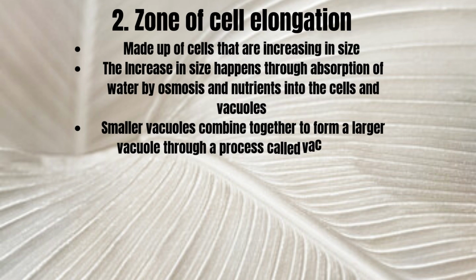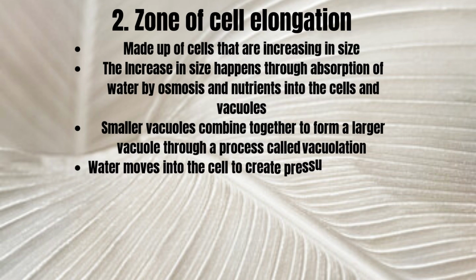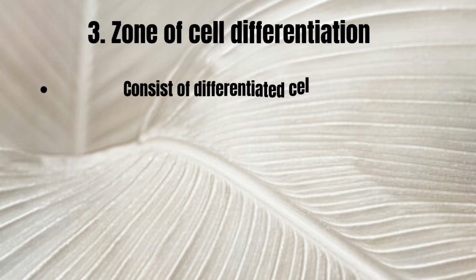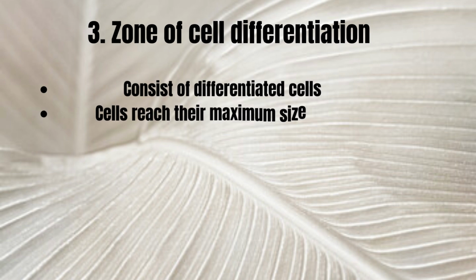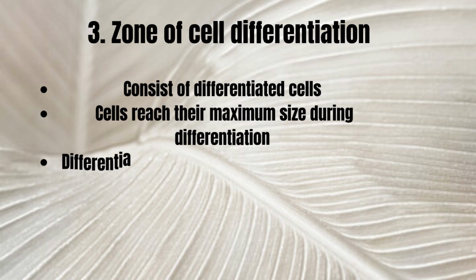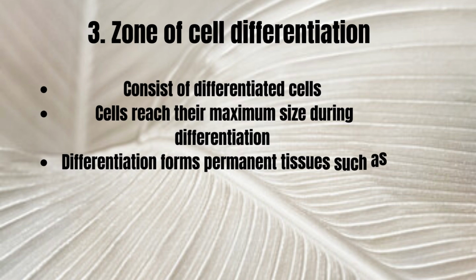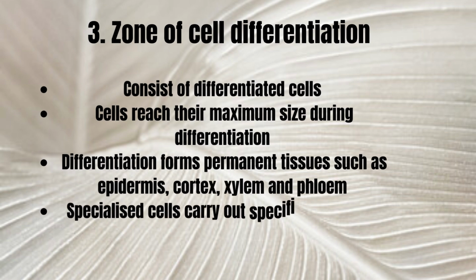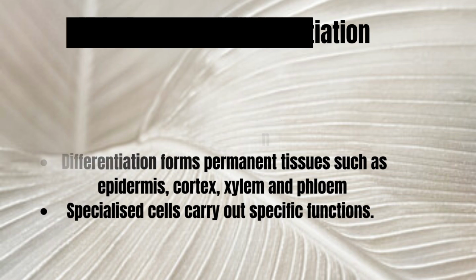Smaller vacuoles combine together to form a larger vacuole through a process called vacuolation. Water moves into the cell to create pressure against the cell wall, which then pushes, elongates, and widens the cell. The zone of cell differentiation consists of cells that differentiate once they have reached their maximum size. Differentiation forms permanent tissues such as epidermis, cortex, xylem, and phloem. The cells change their shapes and structures to become specialized cells with special functions.